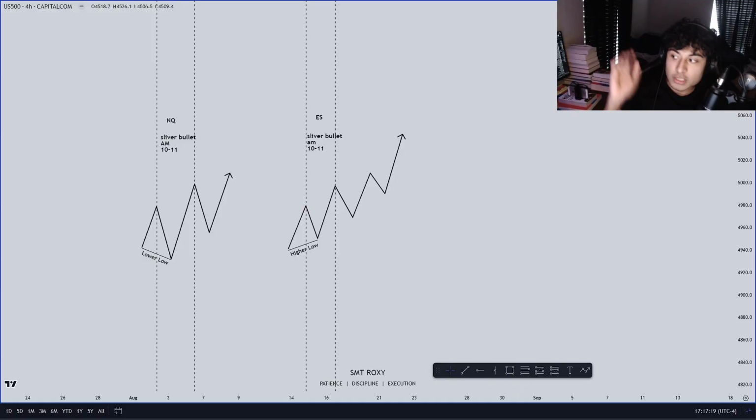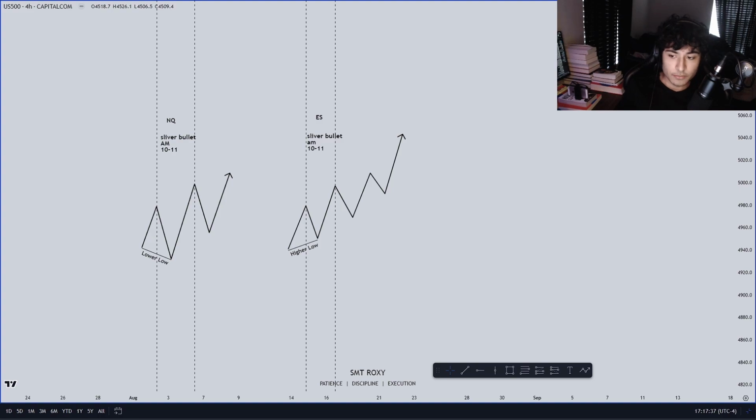So this is what I usually try to look at whenever I have an SMT divergence, or whenever I have silver bullet hour. I try to find correlated markets like ES and NQ, or it can be the dollar index and Euro USD, or the dollar index and the Great British Pound in the USD.